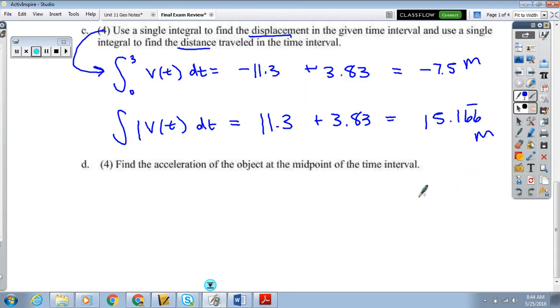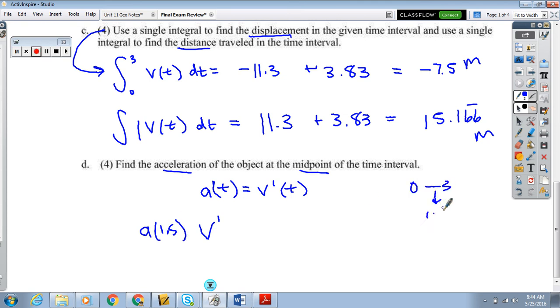Alright, last one, find the acceleration of the object at the midpoint of the time interval. Step 1, I'm going to have to find the acceleration, aka the derivative of velocity. Step 2, I'm going to plug in the midpoint of that time interval from 0 to 3. Right in the middle is 1.5. So that's what I plug into my derivative, and just write my answer here with units, meters per second squared.